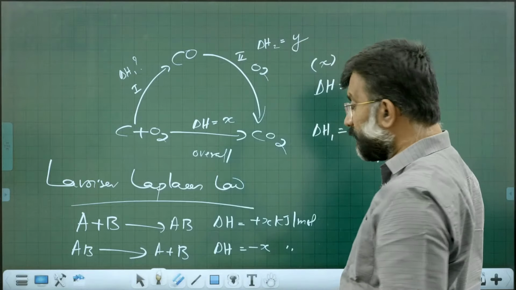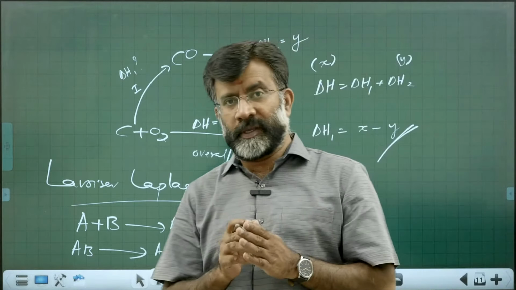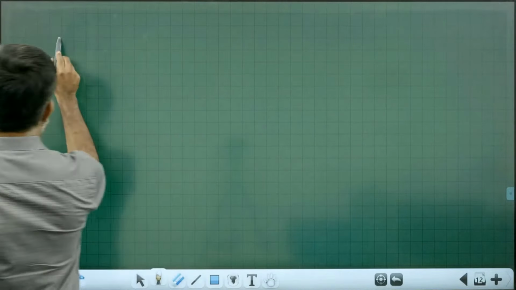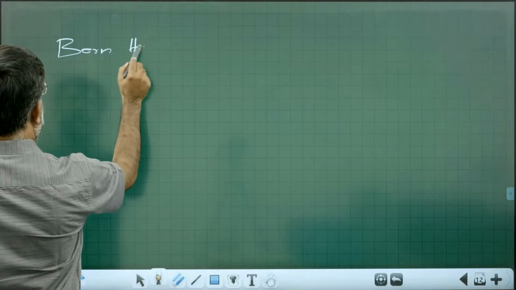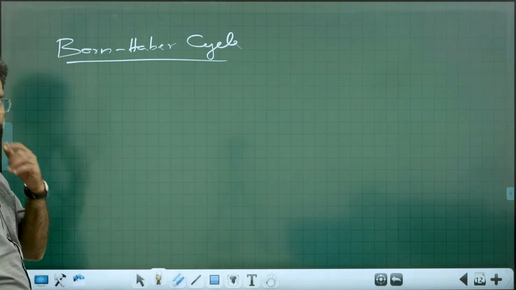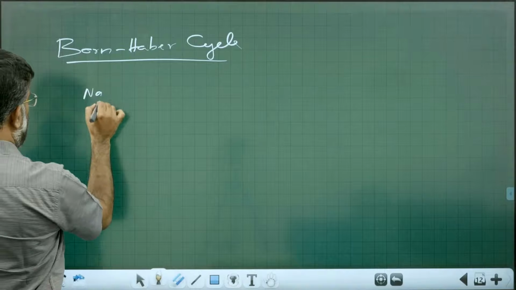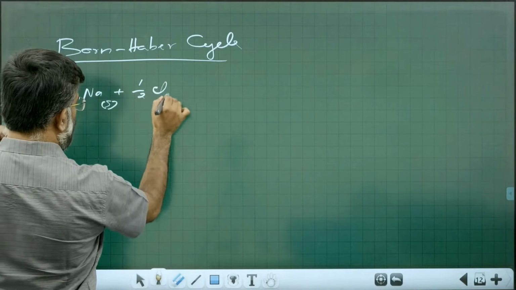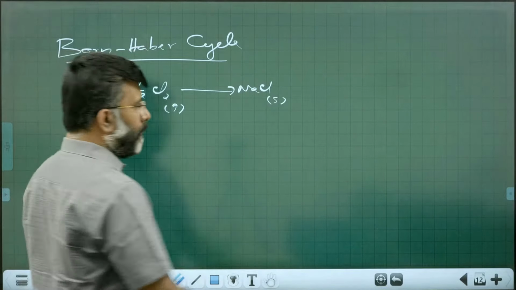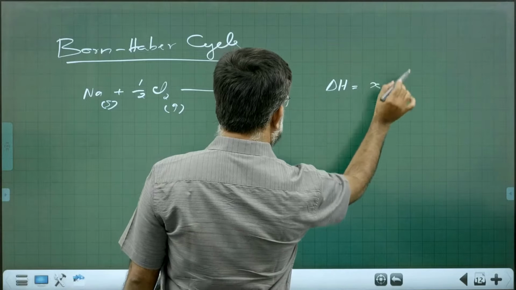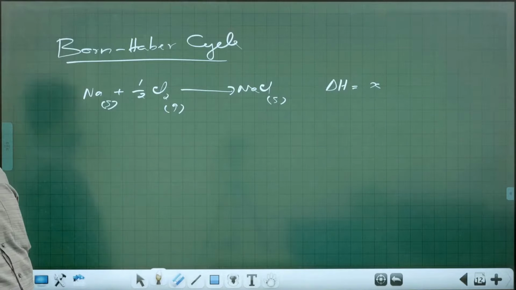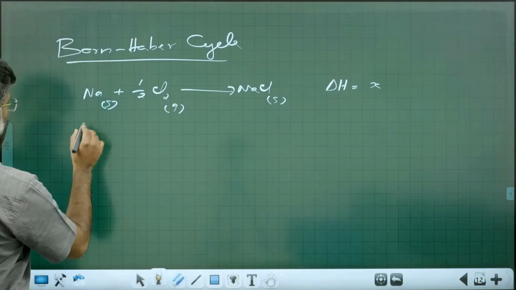Okay. Now, another important application of Hess's law is Born-Haber cycle. You might have heard about Born-Haber cycle. A typical example of Born-Haber cycle is metallic sodium interacting with chlorine gas and you are getting NaCl solid. This is delta H, X kilojoule per mole. This reaction, which is the overall reaction, happens in multiple steps. What are the multiple steps involved?